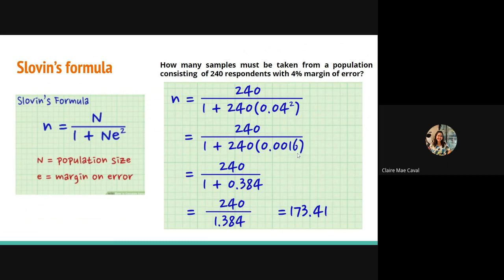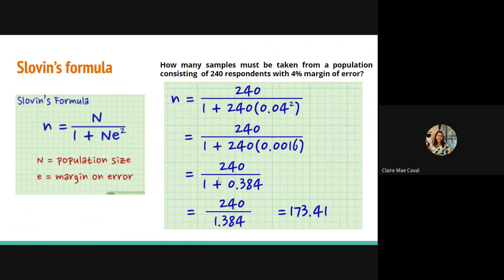Do not forget, always apply the PEMDAS rule, class, which one is performed first. Okay? So, square first your 0.04. Next step, multiply 240 and 0.0016. So, the answer is 0.384.